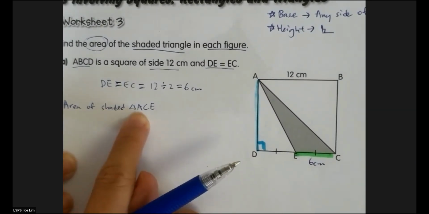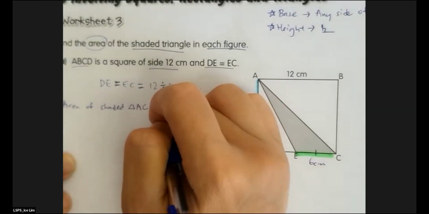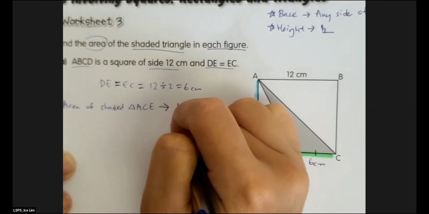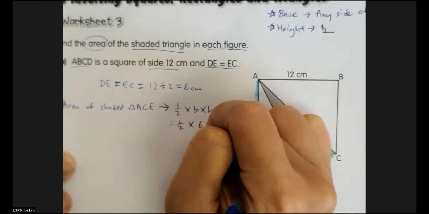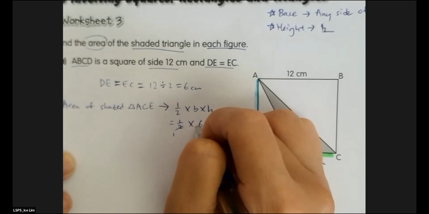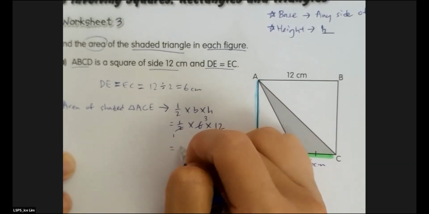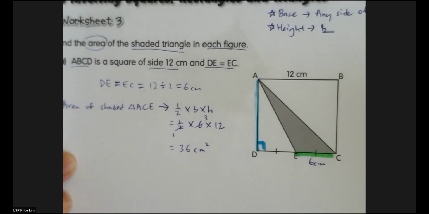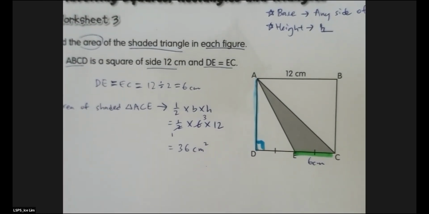Area of the shaded triangle ACE will be half times base times height. That is half times 6 centimeters times height 12 centimeters. Okay, I can cancel. There will be 3 times 12, 36 square centimeters. Okay? I'll go a bit faster.